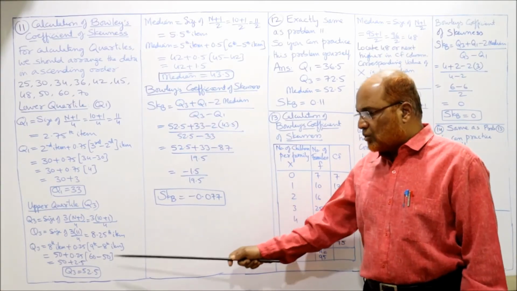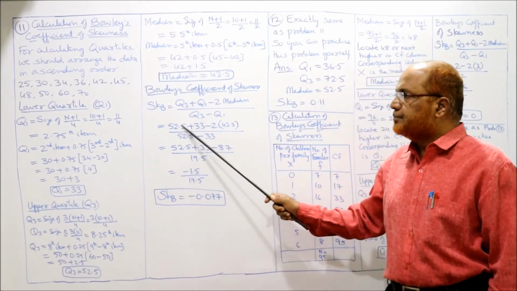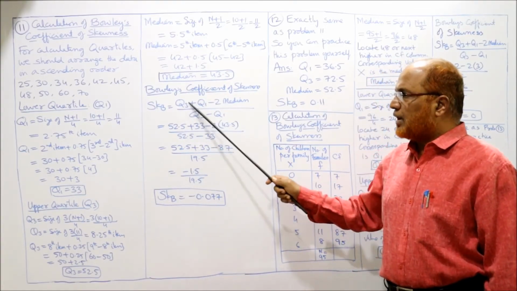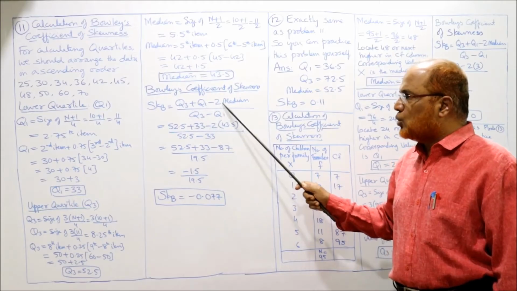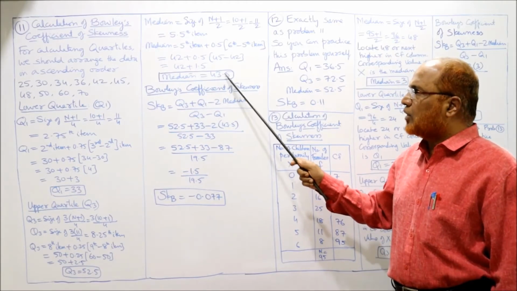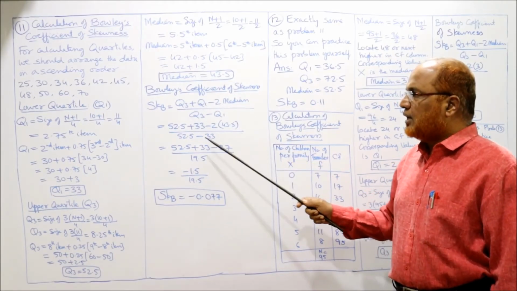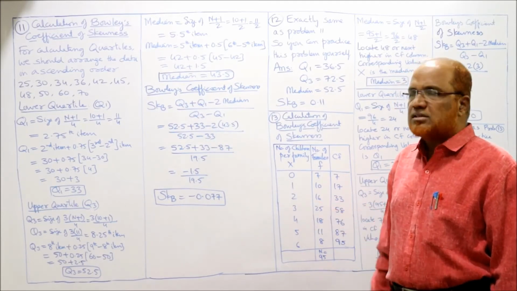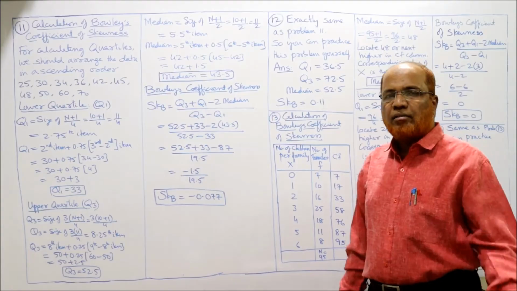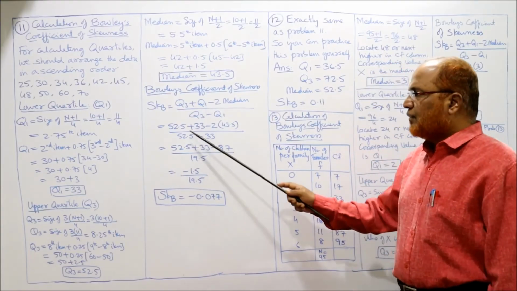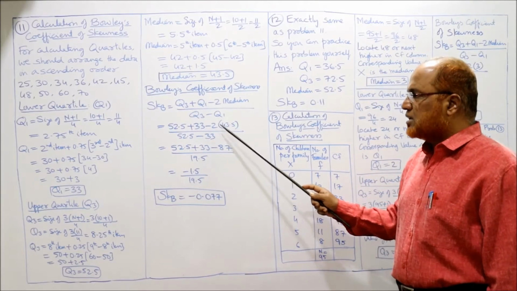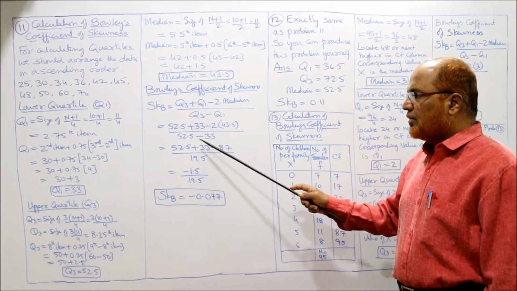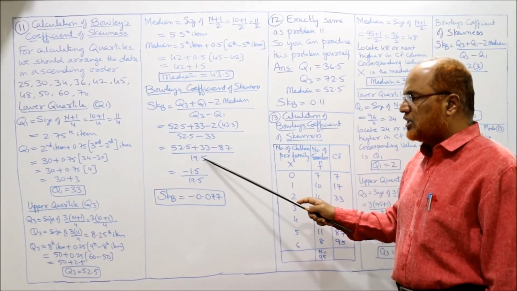So Q3, how much is Q3 we have calculated? 52.5. Q1 33. So 52.5 plus 33 minus 2 into median. Median we got 43.5. Divided by Q3 minus Q1, 52.5 minus 33. That's it. Now simply with the help of a calculator you can easily find the value. 52.5 plus 33 minus 43.5 into 2 is 87. Divided by 52.5 minus 33, 19.5.